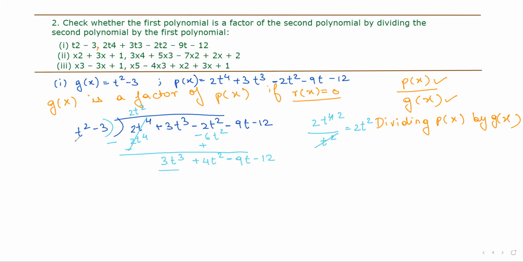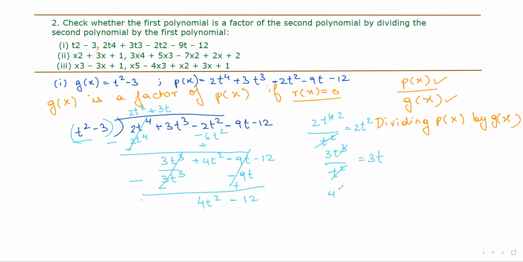Now the first term is again divided by the first term. 3t cube upon t square, you're left with 3t. Place this 3t over here, and 3t is to be multiplied by your g of x. So 3t cube, this 3t times minus 3 is minus 9t. Subtracting, signs get inverted. Both the terms get cancelled because minus 9t plus 9t and 3t cube minus 3t cube. We're left with 4t square minus 12.